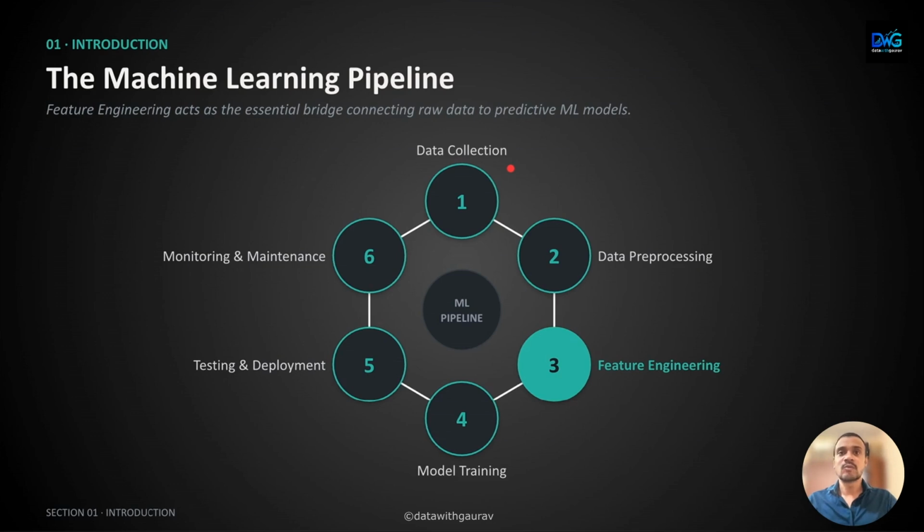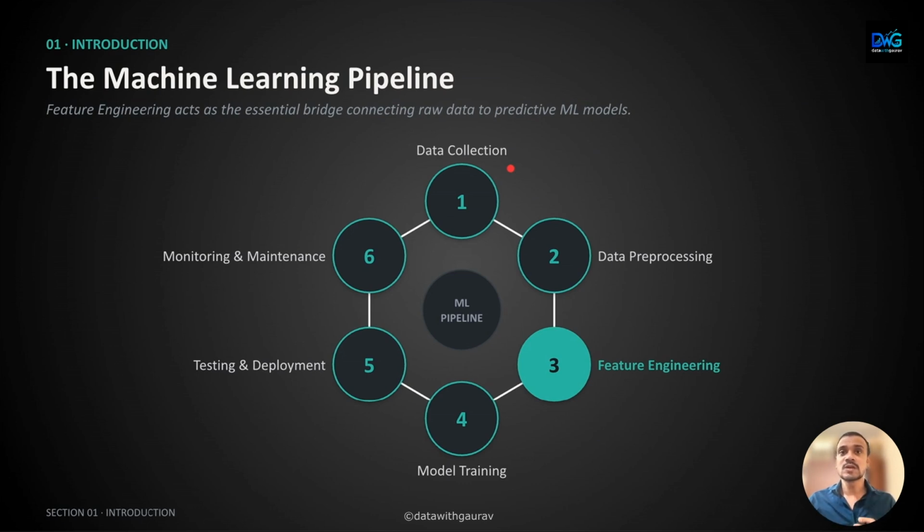Next comes testing and deployment. We evaluate how well the model performs on unseen data, and if it meets our expectations, we deploy it to production. Finally, we enter the monitoring and maintenance phase. Over time, data patterns can change, causing the model's performance to decline. So, we continuously monitor the model, collect new data, refine features, and retrain the model when necessary, and repeat this entire process. So, as you can see, feature engineering sits between data preprocessing and model training.